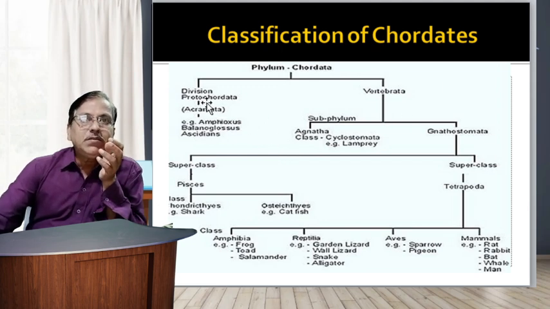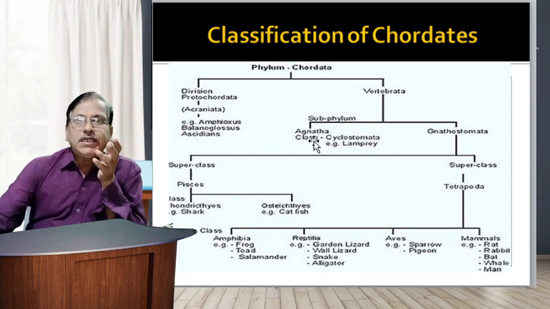There is the division Protochordata and Vertebrata. Protochordata is Acranata. Its examples are Amphioxus, Balanoglossus and Ascidians, which are the groups included in Protochordata. The subphylum Vertebrata has two divisions, Agnatha and Gnathostomata. We already discussed the classes. Cyclostomata, for example the lamprey.